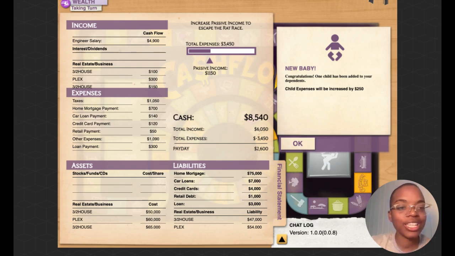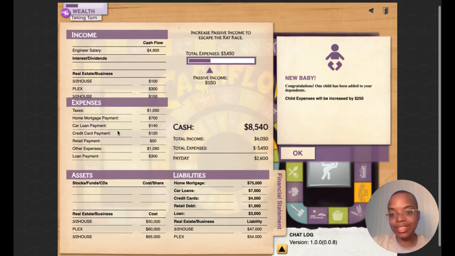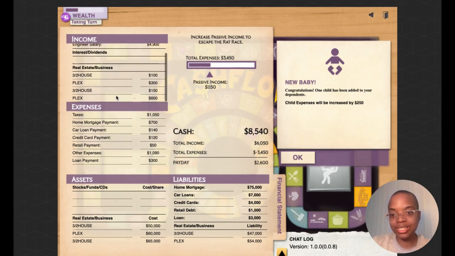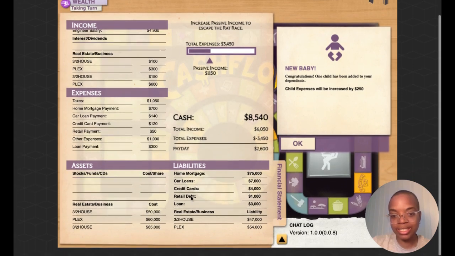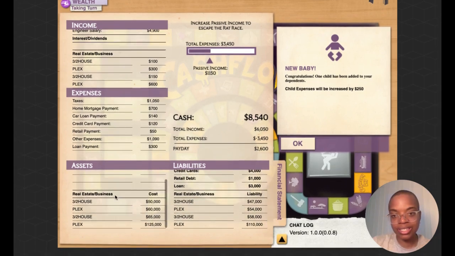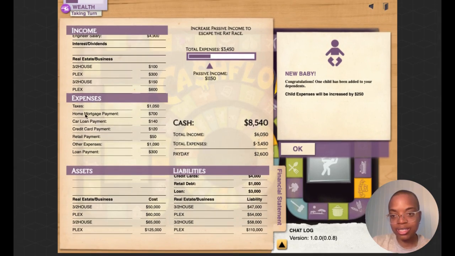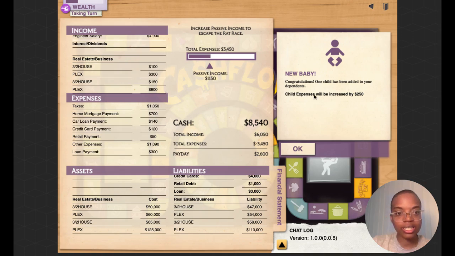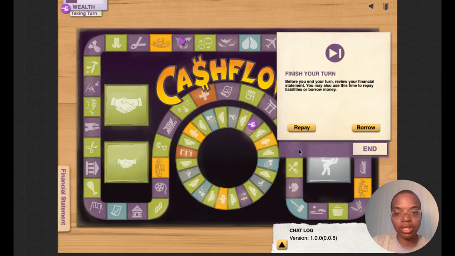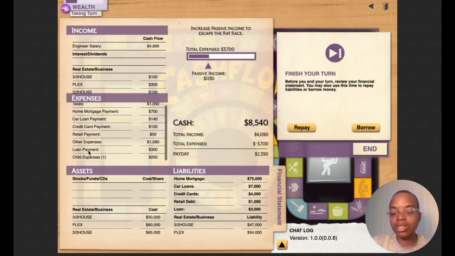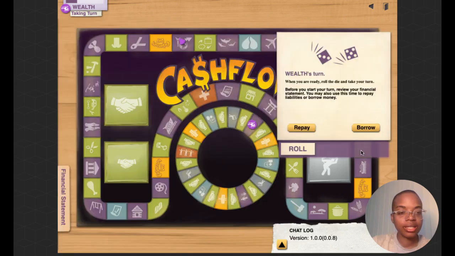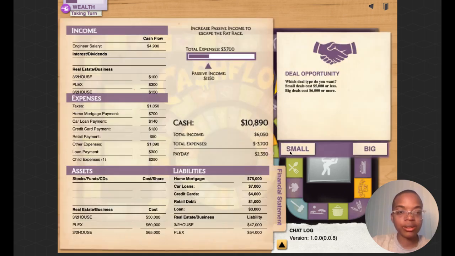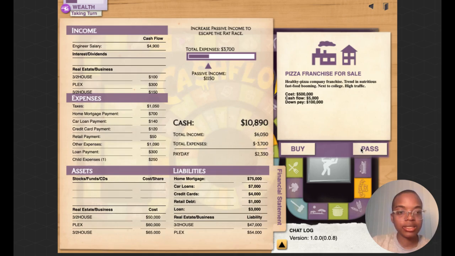Okay, new baby, congratulations. I have a child now. Do they add them to the expenses explicitly? Perhaps not, but either way, child expenses will increase by 250 a month. Okay, yeah, there we go. Child expenses. So I got a child, 250 a month. You know, I gotta do what I gotta do. I'm a parent now.